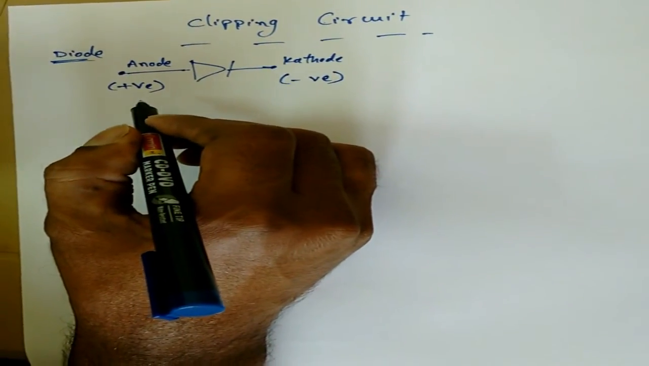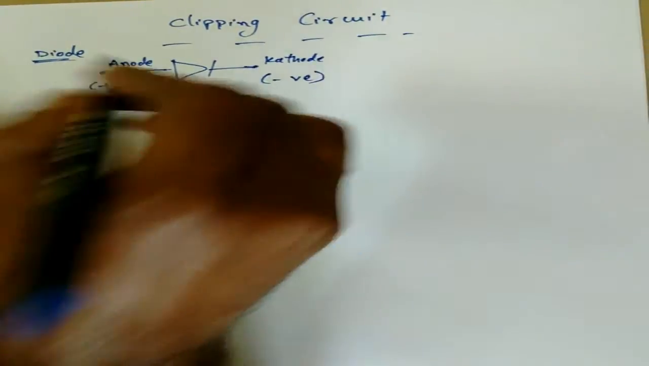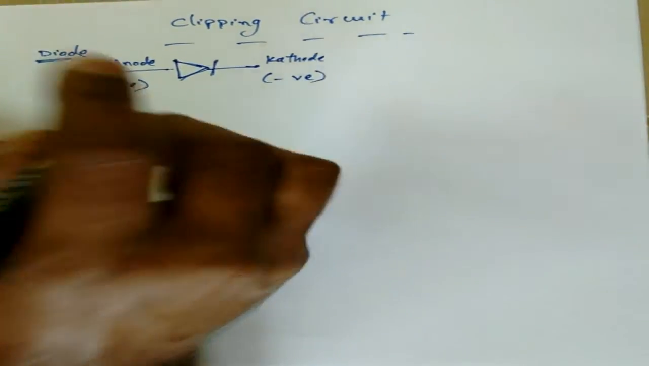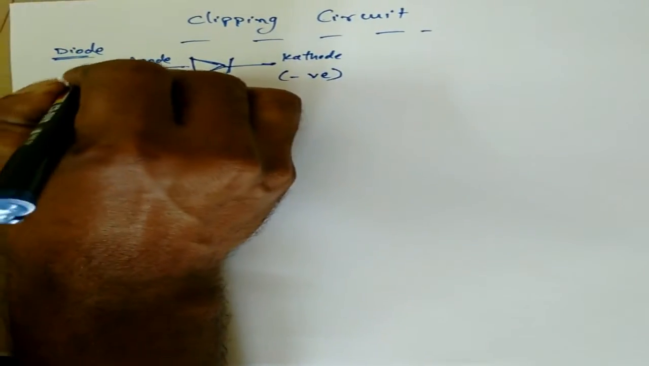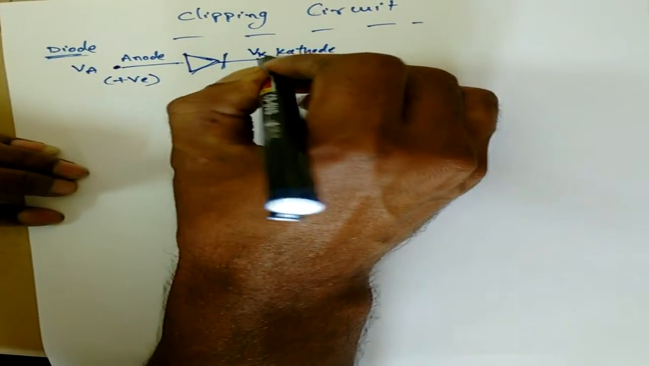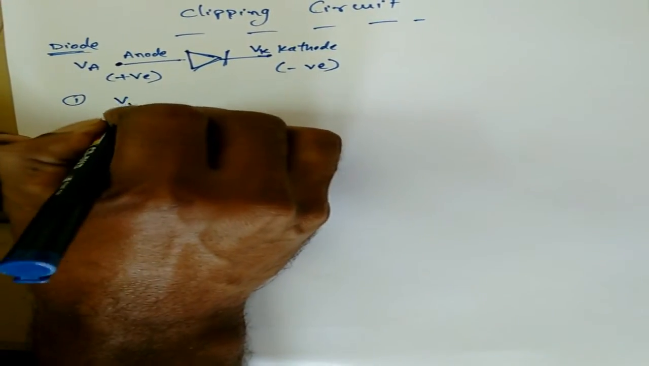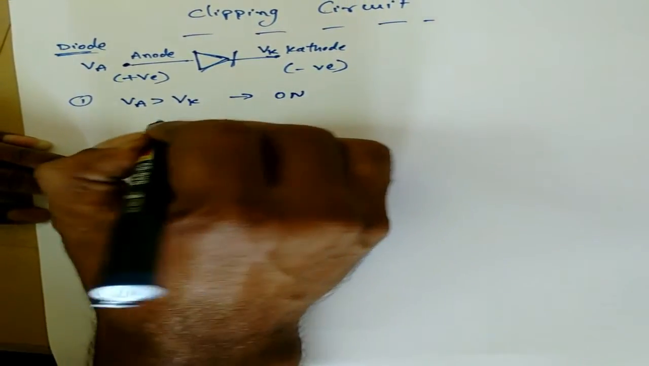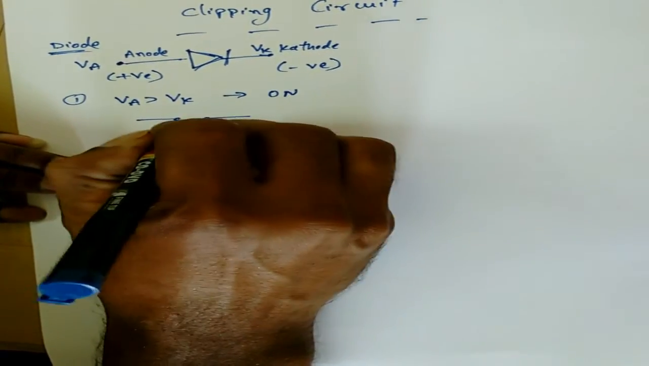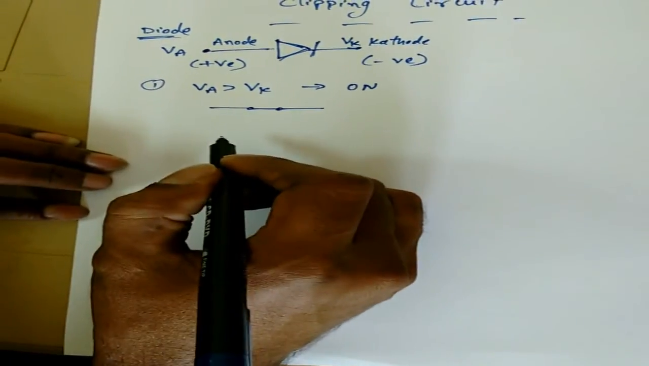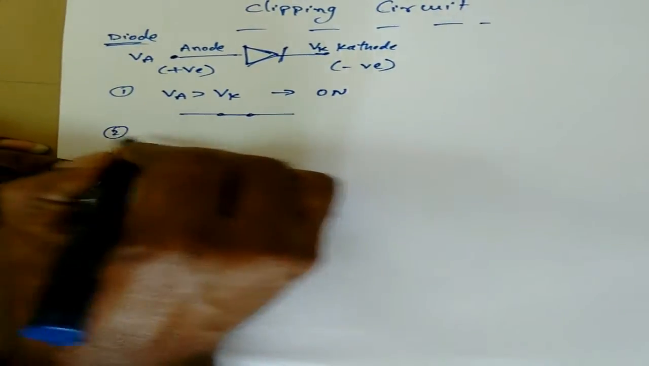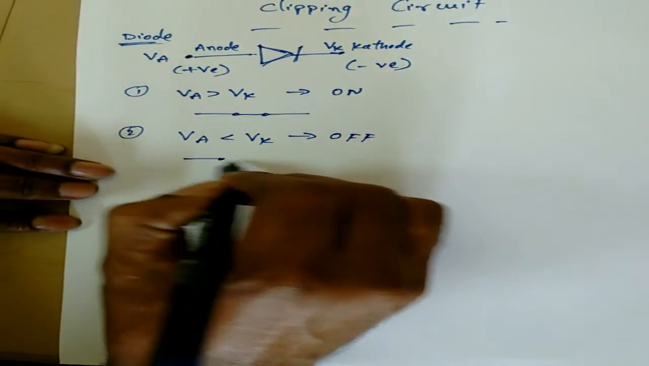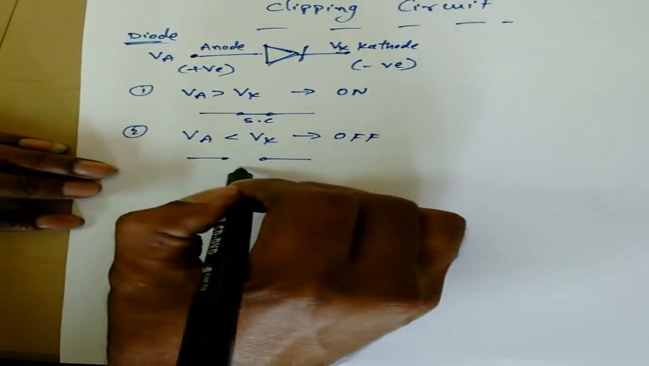Now let us assume that we don't know the operation of a diode, how the current flows or whatever. Simply you have to follow some blind rules. So I am assuming anode voltage VA and cathode voltage VK. The first condition is when VA is greater than VK, the diode is on. For the on condition, what is the equivalent circuit or equivalent model? I'll go with the diode being simply a short circuit. The second condition, when VA is less than VK, the diode is off and the equivalent model is simply an open circuit. This is a short circuit and this is an open circuit.